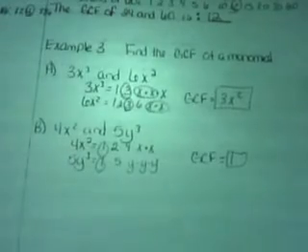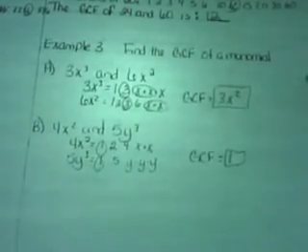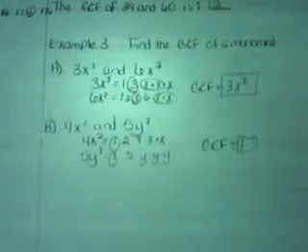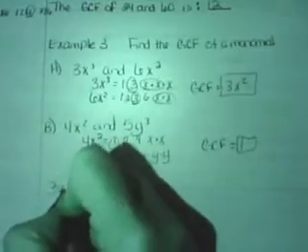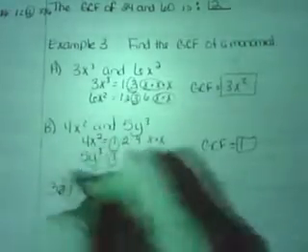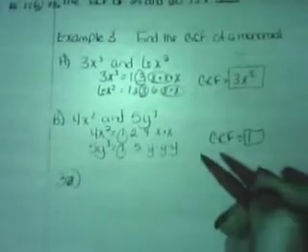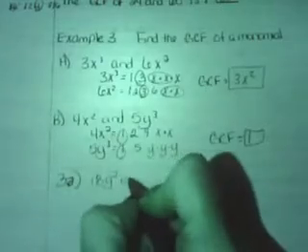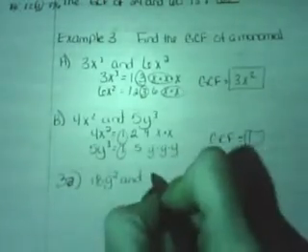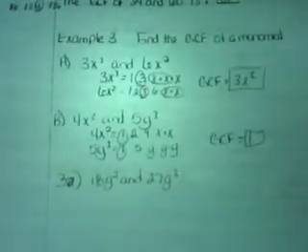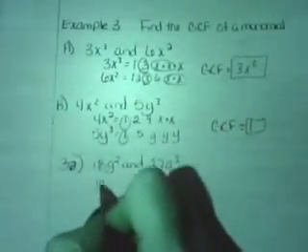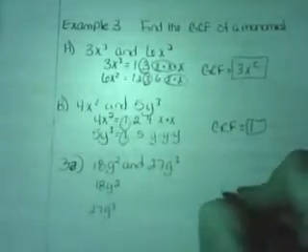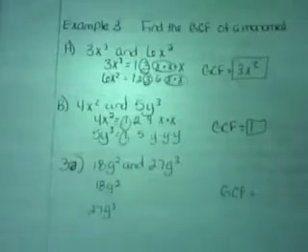Looking at your checkpoint on example 3. Okay, let's do 3A. Good grief, I can't write this one. I can't even read my own handwriting. Find the greatest common factor of 18g squared and 27g cubed. What is our greatest common factor going to be?